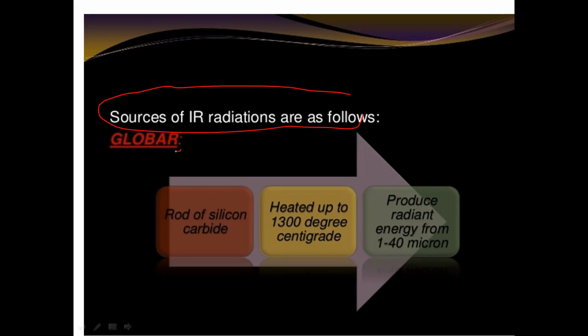First one is globar. Globar is chemically made up of silicon carbide, and silicon carbide sustains less temperature; you can heat it to 30 degrees centigrade. After heating, it produces radiant energy from 1 to 40 micron. Then the glow bar is made up of a rod of silicon carbide, and you can heat it to 13 degrees Celsius for producing radiant energy from 1 to 14 microns.